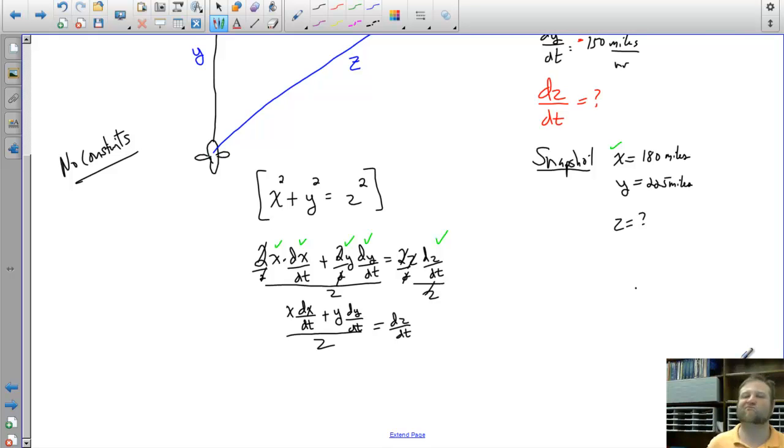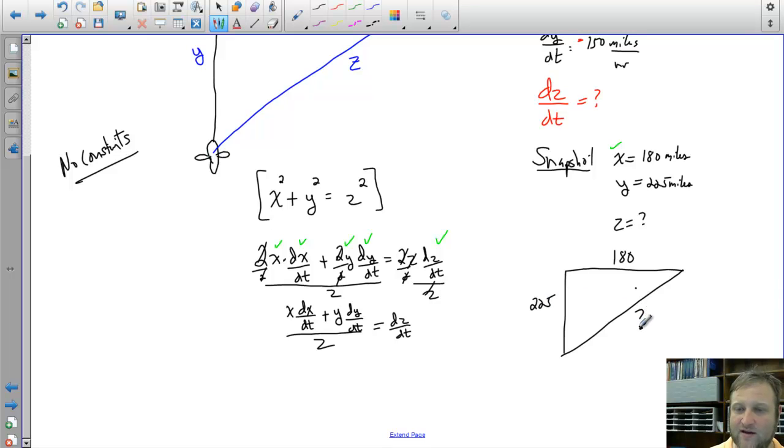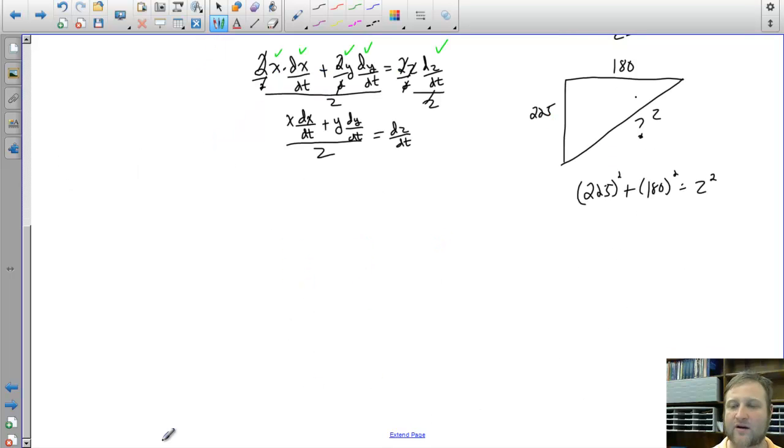So let us go ahead and use our Pythagorean identity at the specific instance, the specific instance when the distance from the westbound plane is 180 and the northbound plane is 225, and we have to find this value of z, which we called the hypotenuse, or the distance between the two. So we're going to have 225 squared plus 180 squared is equal to z squared.